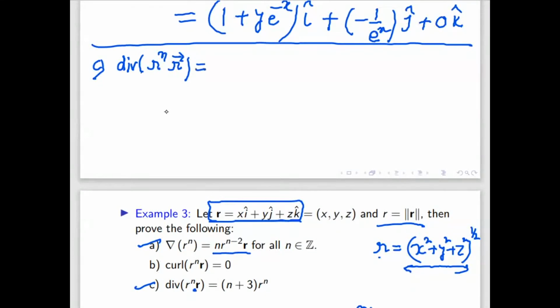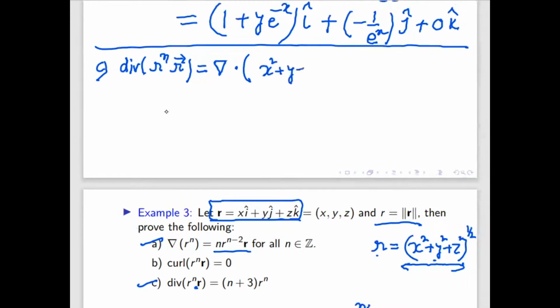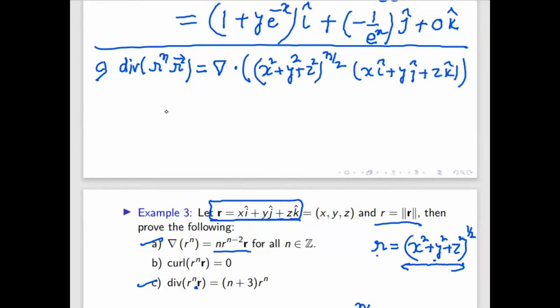So what does divergence mean? Divergence means del by del x of this. Let me first expand this, then only we'll do the divergence. Divergence means the dot product, so the dot product of this del operator with this r to the power n. r means this x square plus y square plus z square, so I am putting the value of r. r to the power n means this n by 2. And then the r vector means x i cap, y j cap, and we'll take the dot product.